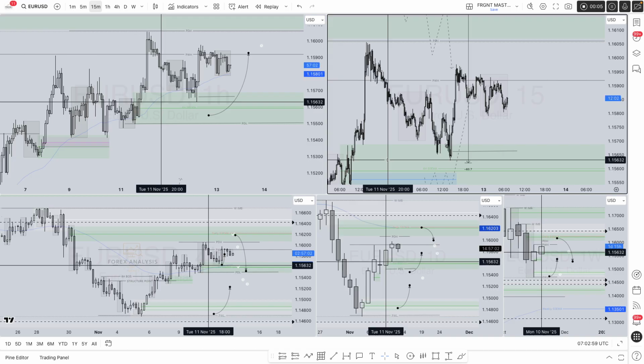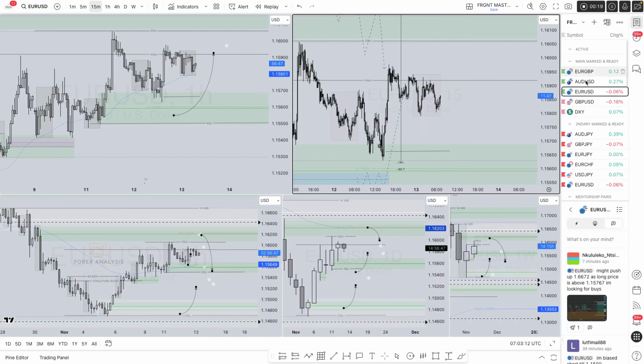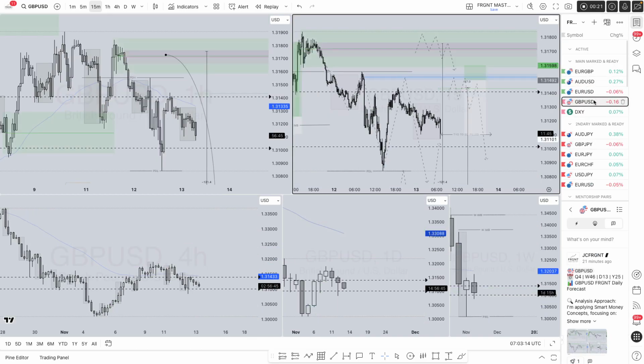FRGNT Daily Chart Analysis. Thursday, the 13th of November, 2025. Just tapped past 8 a.m. Milano time, 7 UK. And we've just had a couple of bits of economic news come out for the pound. Let's see how it's faring at the moment.